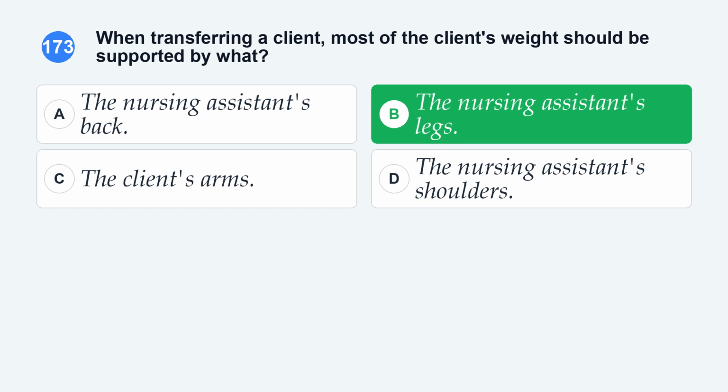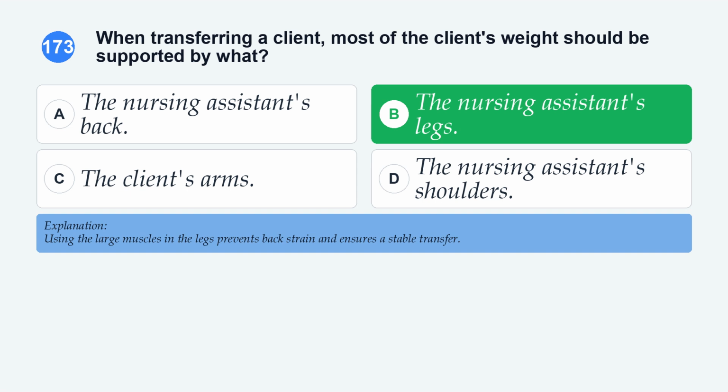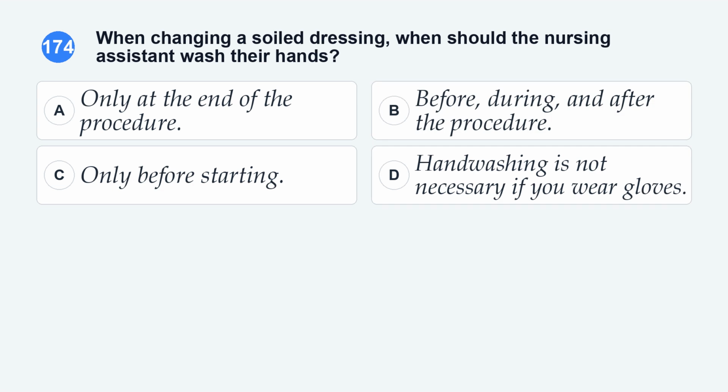The correct answer is option B, the nursing assistant's legs. Explanation. Using the large muscles in the legs prevents back strain and ensures a stable transfer. Question 174. When changing a soiled dressing, when should the nursing assistant wash their hands?